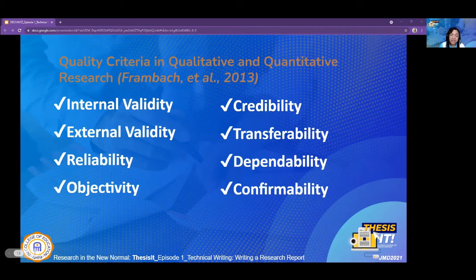So in quantitative, it's more on internal consistency, repeated measures. They have ways of measuring it. They have, I think, the generalizability theory, if I'm not mistaken. And they usually have the item response theory. And the last criteria based on this reference is the neutrality of evidence. So for quantitative research, that's objectivity, meaning the extent to which personal biases are removed and value-free information is gathered.